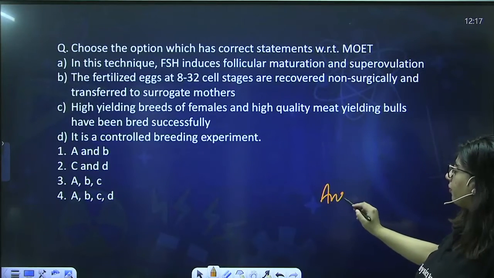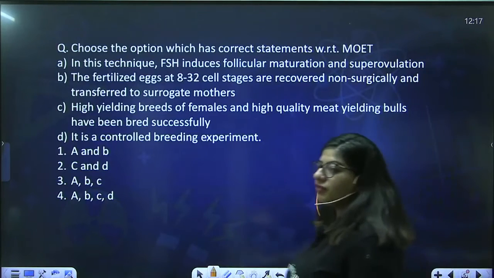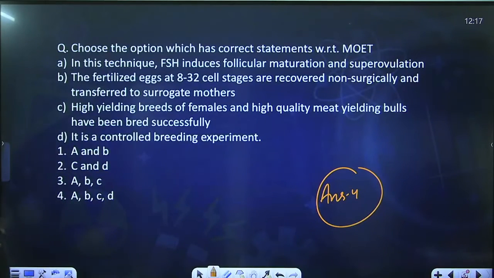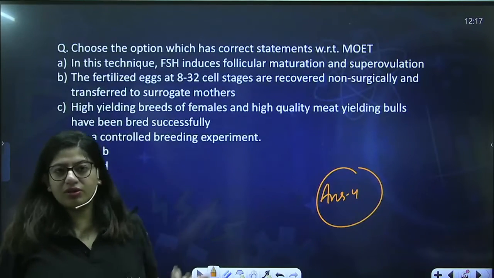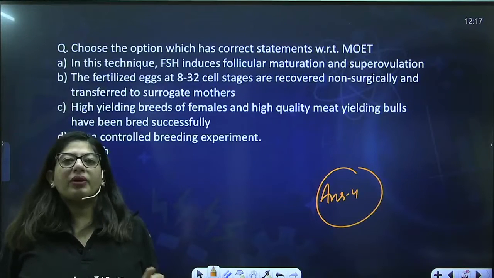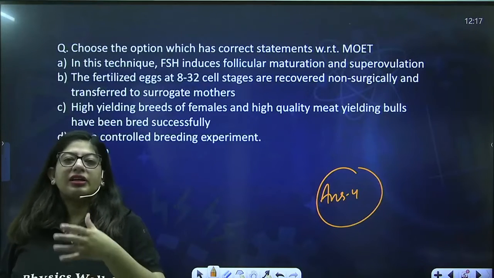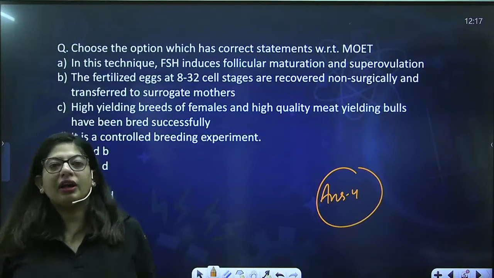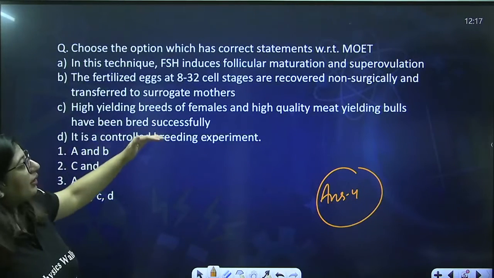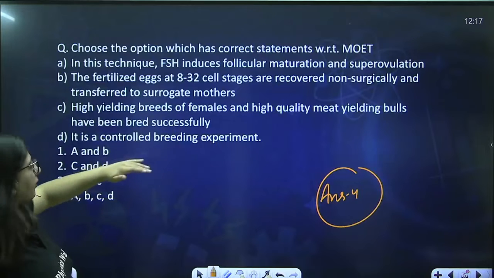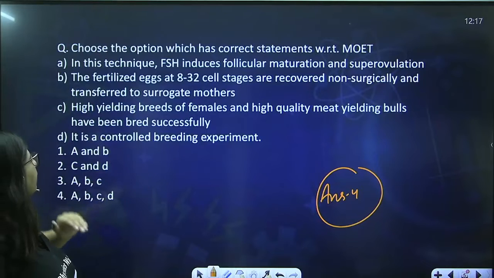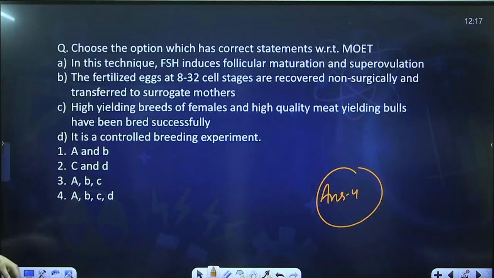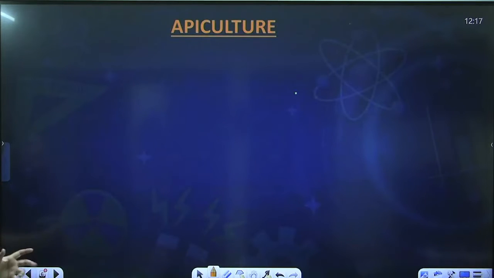So 4. Because first says yes, we give the shot of FSH. Yes, that's true. Next, we also recover the 8 to 32 cell stage embryo non-surgically. We don't perform any operation. We are not making any cuts. We just directly, with the help of syringes, take the embryos out, right? And then high yielding female and the good quality bull are mated. And here it is a controlled breeding experiment. We all know it's a controlled breeding experiment. So all statements are correct. So answer is 4.